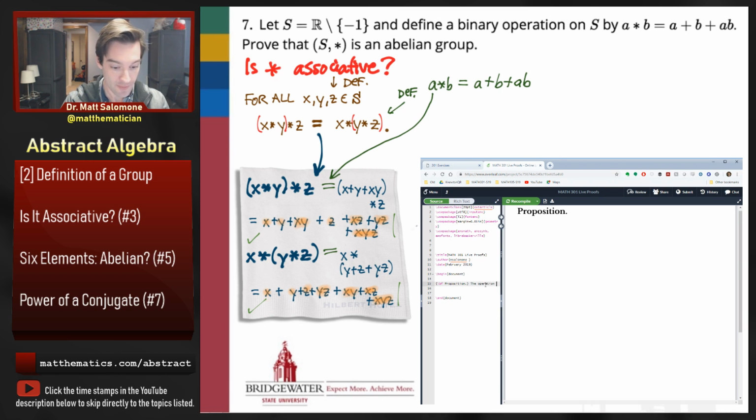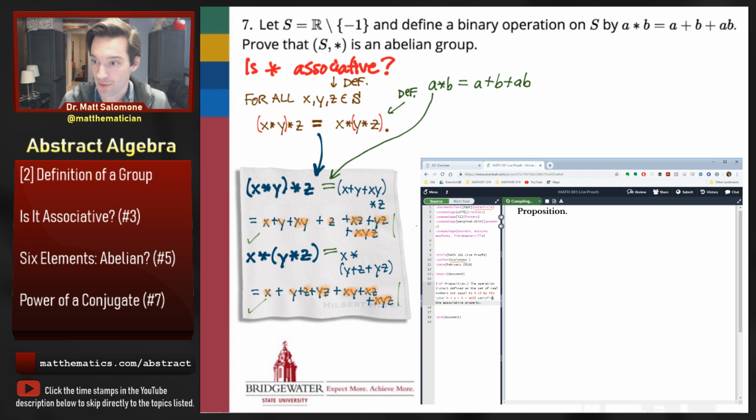The operation star defined on the set of real numbers not equal to -1 by A star B equals A plus B plus AB. And what I want to say in my proposition is that this is an associative operation. It satisfies the associative property.